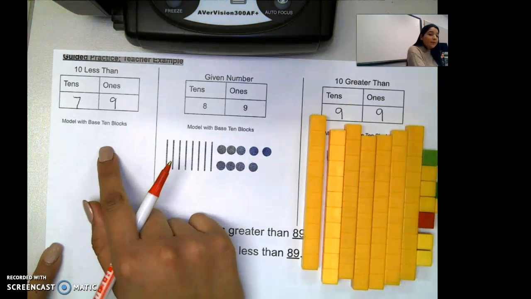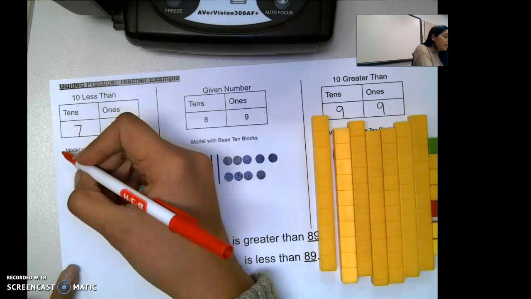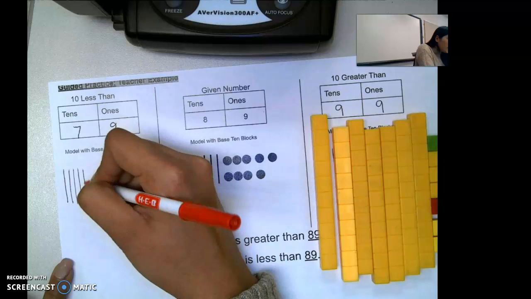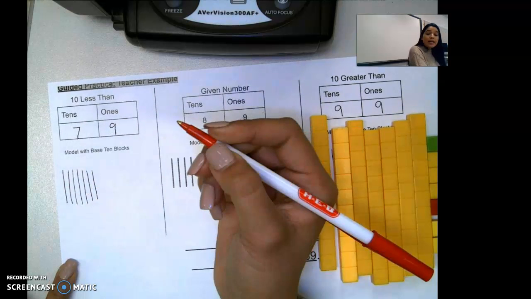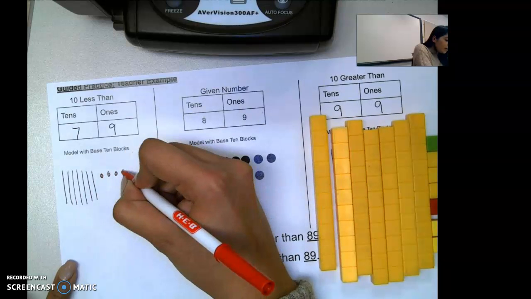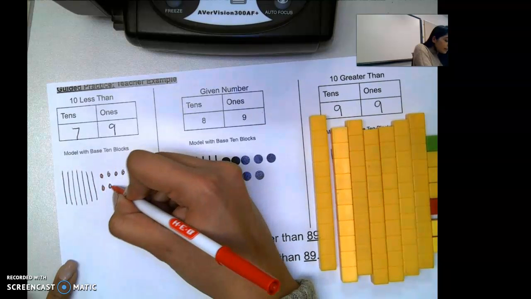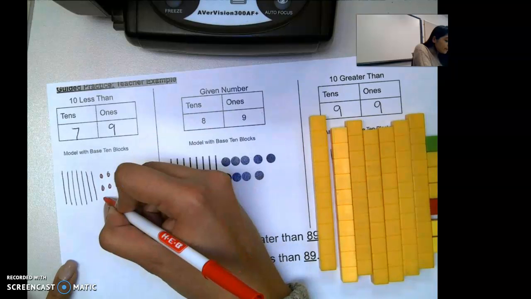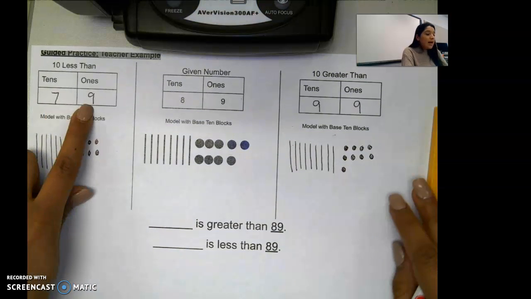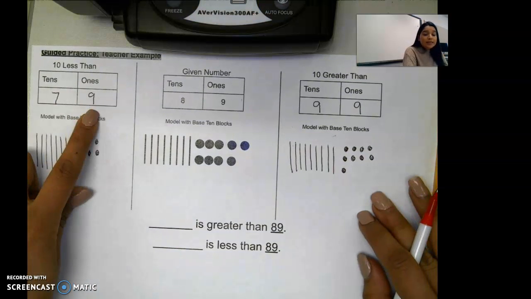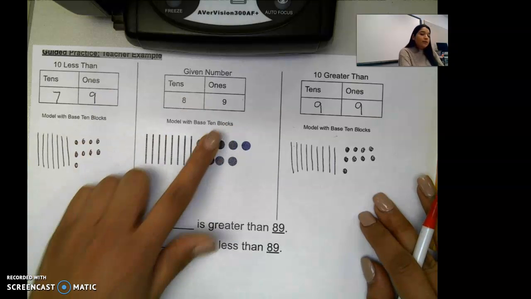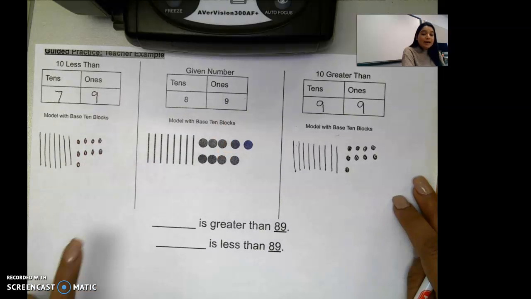So right here, we're going to put 7 10s. So I'm going to draw 1, 2, 3, 4, 5, 6, 7 10s and 9 1s. 1, 2, 3, 4, 5, 6, 7, 8, 9 1s. So now we have 79. 79 is the number we get when we take away 10 from 89. So it's 10 less than 89.